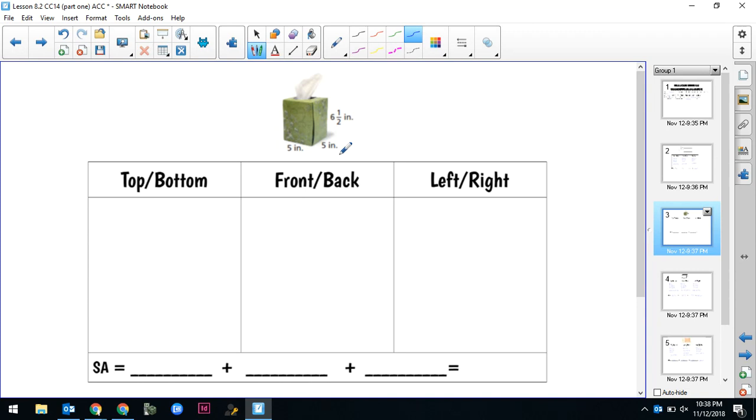Okay, so top and bottom, again, all 3 of these we're looking at rectangles, but since the top and the bottom are squares, I'm going to be more specific and do A equals S squared. But the other 2 are definitely rectangles, so we'll do length times width on those.